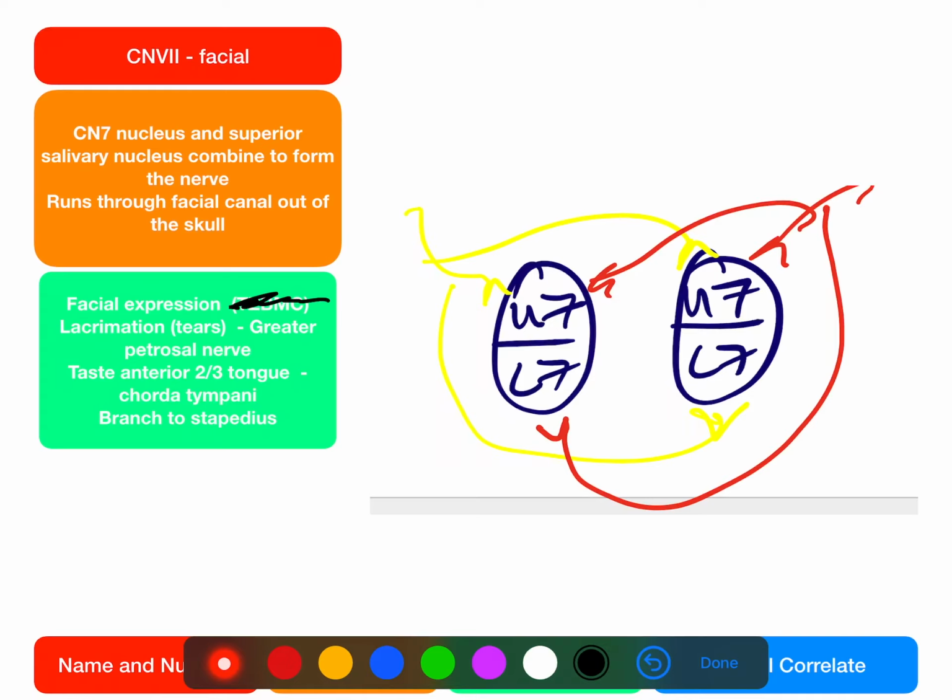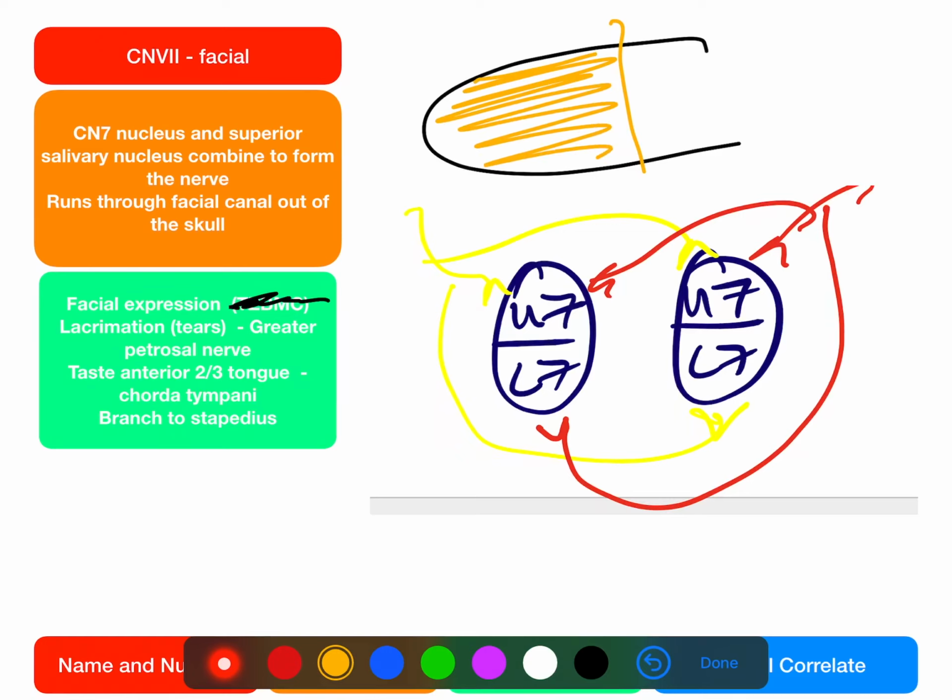And that's the greater petrosal nerve. The greater petrosal nerve supplies your lacrimal glands that make you cry. Taste to the anterior 2/3 of the tongue. So here's our tongue. Let's draw a tongue. So the anterior 2/3 of the tongue and the posterior 1/3 of the tongue.